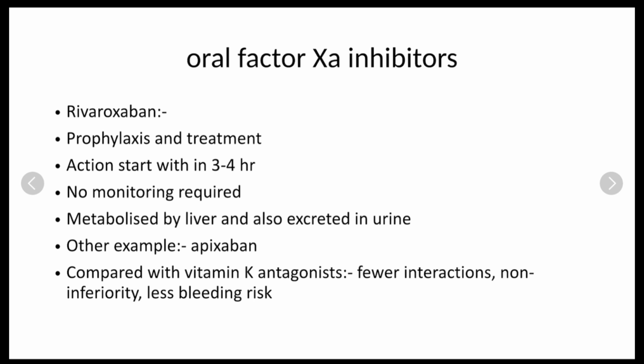What are the other oral factor 10A inhibitors? So they are telling rivaroxaban is there. Rivaroxaban is given in prophylaxis or treatment. Action starts within 3 to 4 hours. There is no requirement of monitoring. It is metabolized by the liver and excreted in the urine. Other examples are apixaban. It is compared with vitamin K antagonist, with fewer interactions, non-inferiority, and less bleeding risk.